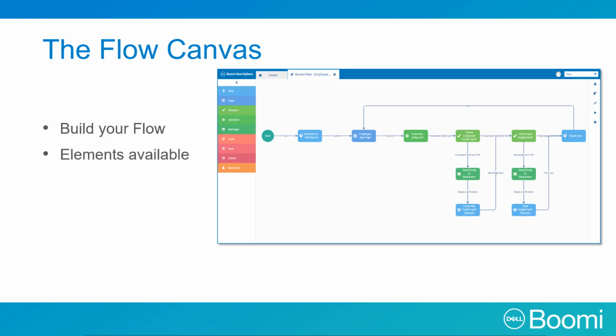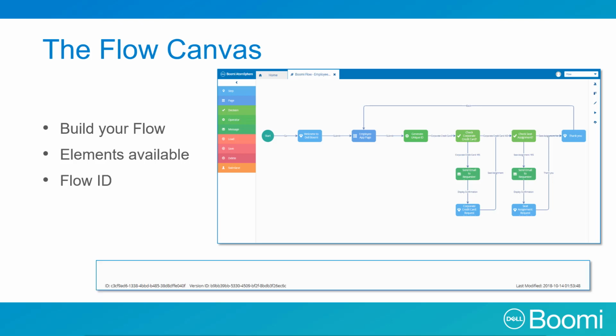The elements of BoomiFlow can be found along the left-hand side of the canvas. A flow ID and flow version ID are generated at the bottom of the flow canvas when you start building your flow. The flow ID remains constant throughout the lifecycle of the flow. Anytime a change is made on the canvas, such as adding a new map element, like a step element for example, the flow version ID changes. Therefore, the flow version ID stores a unique identifier generated by the flow engine for each version of the flow.